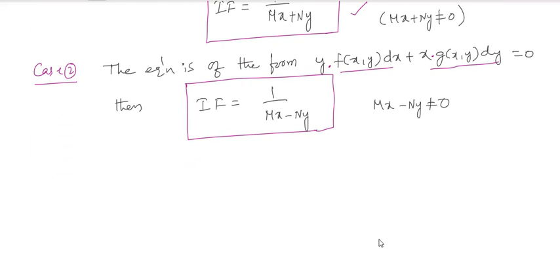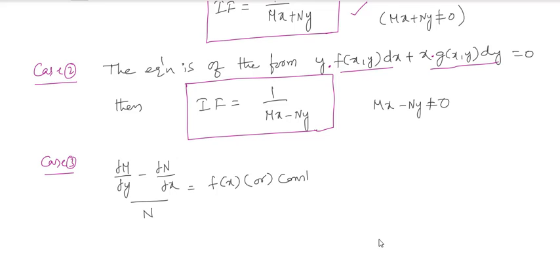Next, case 3. In case 3, dou M by dou y minus dou N by dou x, divided by N, is equivalent to a function f of x, or sometimes it may be a constant also. If it is in this form, then my integrating factor is e to the power of integral f of x into dx. This is the integrating factor.